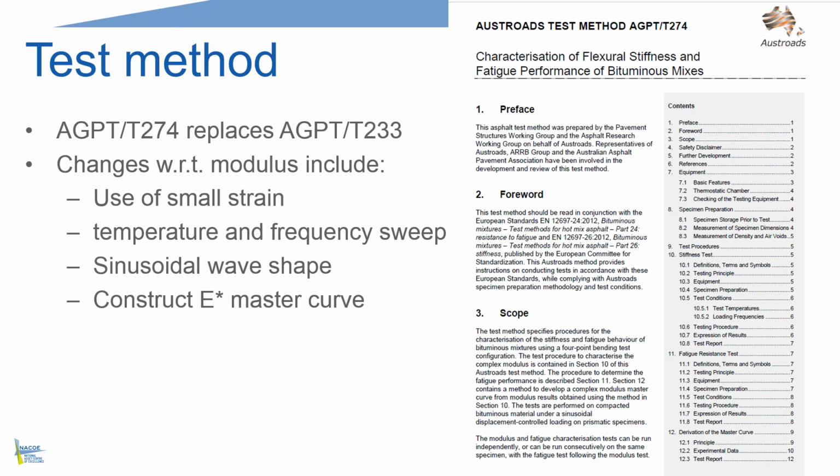We'll be doing a temperature and frequency sweep. So the procedure for that is in the test method, to determine the response of the material over a range of frequencies and temperatures. We'll be using a sinusoidal wave shape, so that is a departure from the haversine wave shape in the T233. And the procedure to construct the complex modulus master curve, so the flexural modulus master curve, is also in the test method.